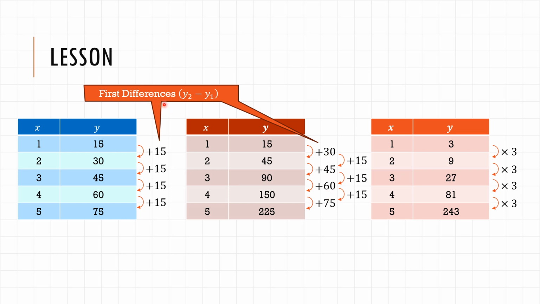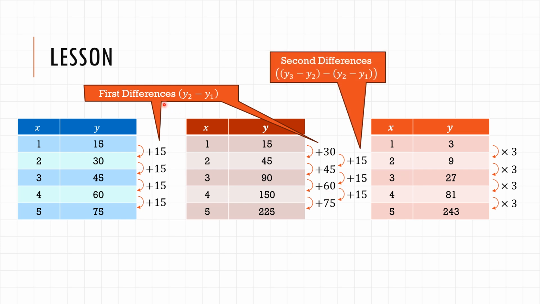There is something called the second differences. And second differences are calculated by subtracting the consecutive first differences. So if I took 45 and I subtracted 30, I would get 15. If I took 75 and subtracted 60, I still get 15. Notice in a linear relationship, the first differences were always the same number. In a quadratic relationship, the second differences are always the same number. But we're going to focus on exponential relationships.